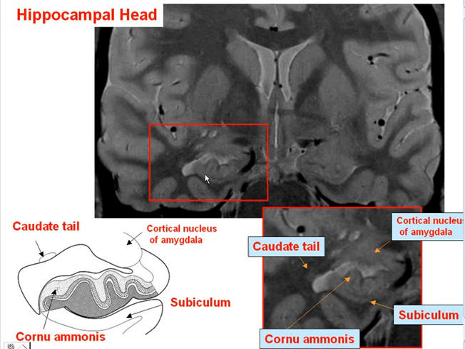Here is a hippocampal head. You can see the multiple invaginations of the cortical structures. You can also see the caudate tail laterally, and this is the superior portion of the hippocampal head. This is the cortical nucleus of the amygdala. Again, you can see the subiculum.